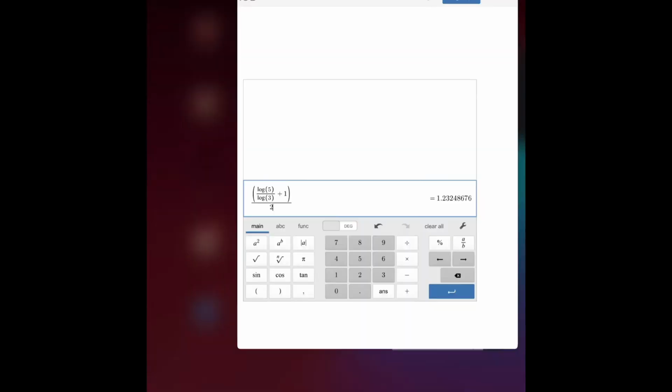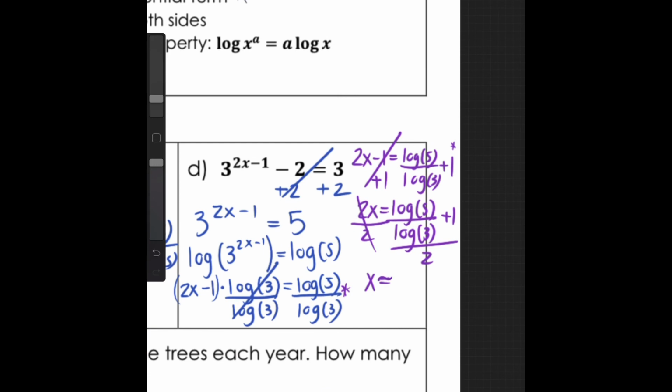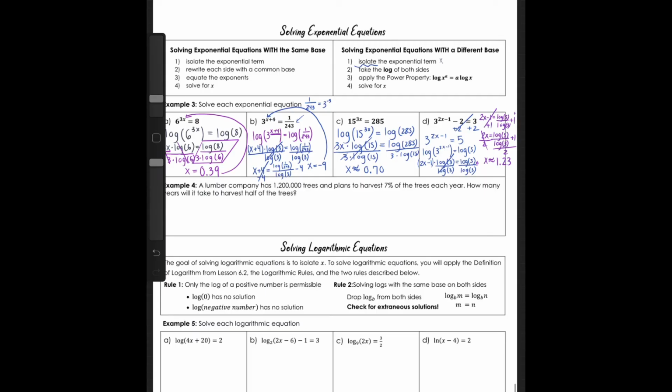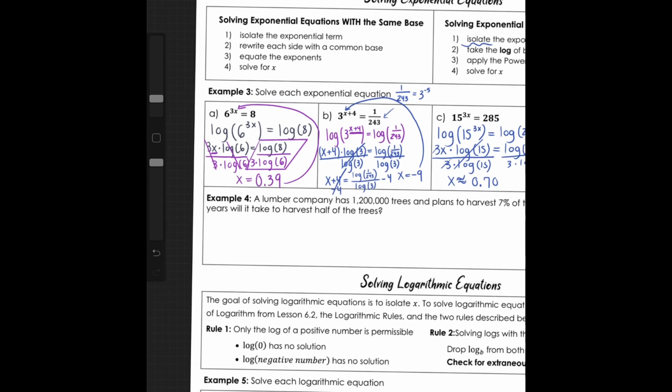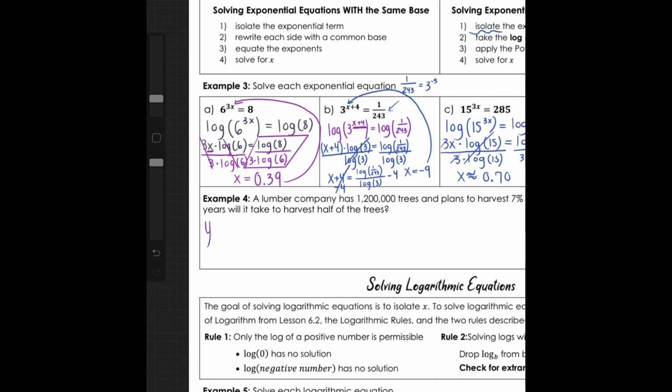But when we do it in one step, we get approximately 1.23. So example 4 says a lumber company has 1,200,000 trees and plans to harvest 7% a year. How many years will it take to harvest half of the trees?